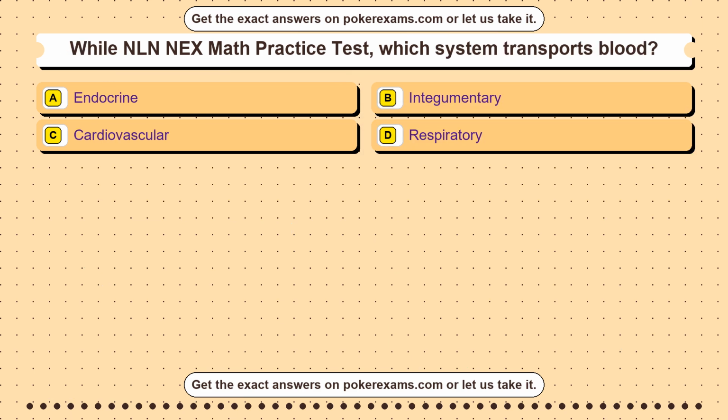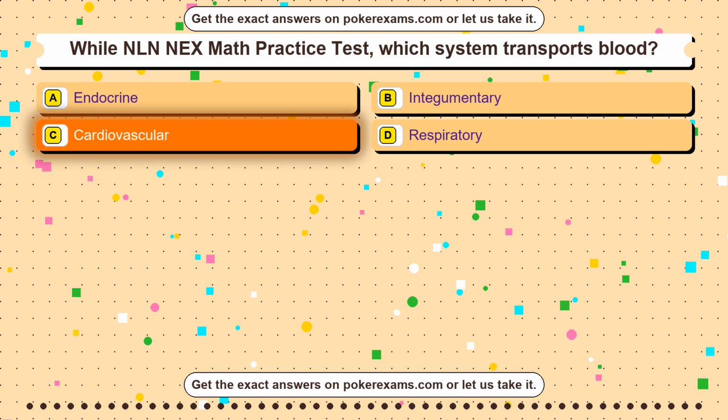Question 7. While get inference practice, which value is 40% of 50? Option A 45. Option B 90. Option C 20. Option D 40. The correct answer is option C.